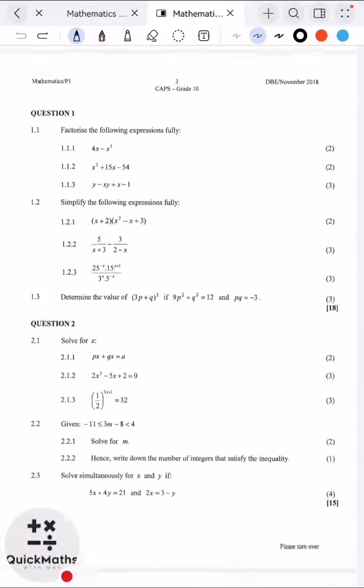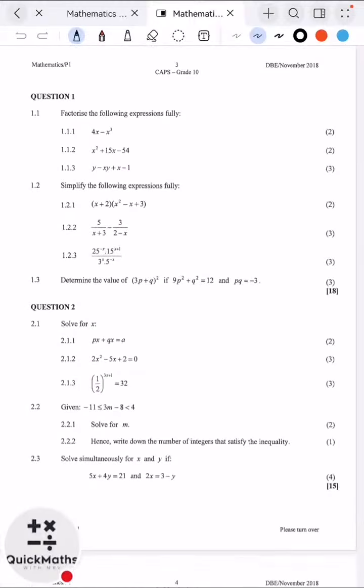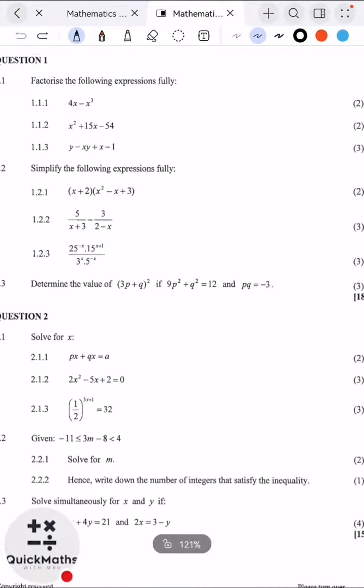All right, so question one, it's always going to start with a question where you either have to factorize, or where you have to solve for x, or simplify. In fact, solve for x is going to come a bit later on. But let's start with the factorization questions. Question 1.1.1.